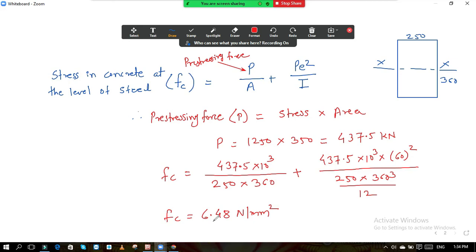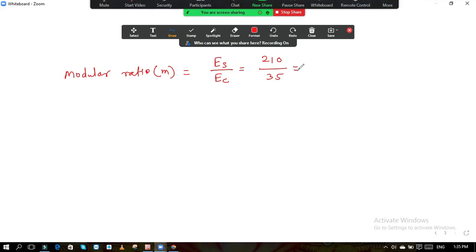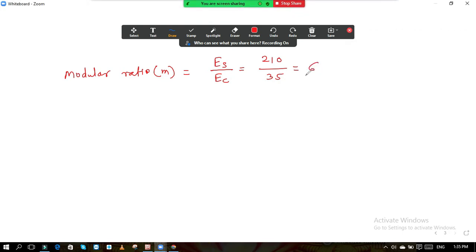After this we will calculate the modular ratio. M is equal to ES upon EC, Young's modulus of steel divided by concrete. Steel is 210 kilonewton per mm square divided by 35. The value is 6.